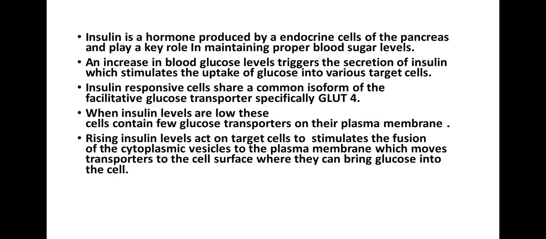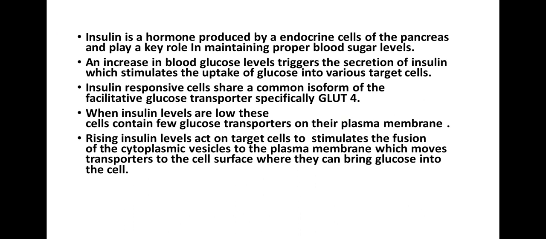Insulin is a hormone produced by endocrine cells of the pancreas and plays a key role in maintaining proper blood sugar levels. An increase in blood glucose level triggers the secretion of insulin, which stimulates the uptake of glucose into various target cells. Insulin responsive cells share a common isoform of the facilitative glucose transporter, specifically GLUT4. When insulin levels are low, these cells contain few glucose transporters on their plasma membrane.